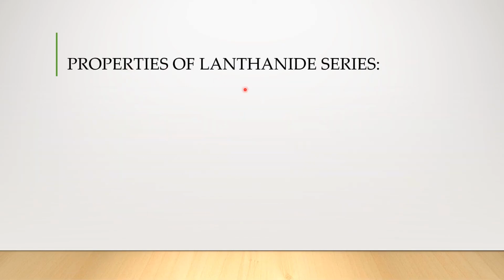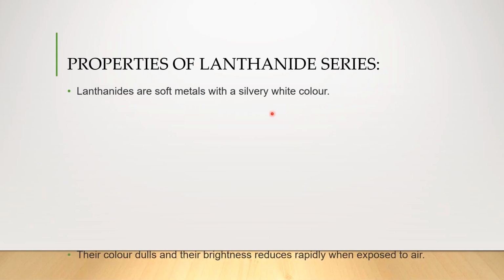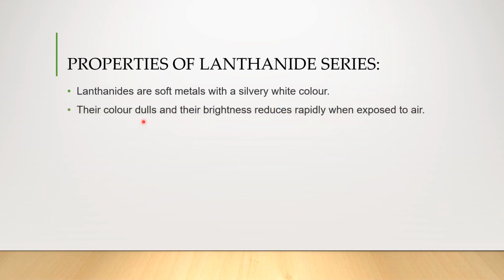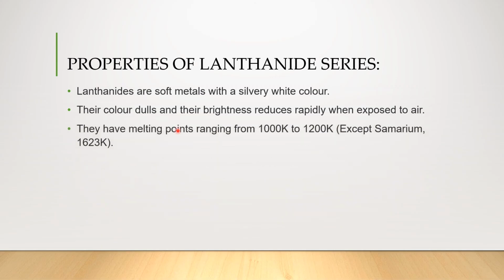And then the properties of the lanthanide series. Lanthanides are soft metals with a silvery white color, and their color dulls and their brightness reduces rapidly when exposed to air. If we expose them to air, the color will become dull. And then they have a melting point ranging from 1000 Kelvin to 1200 Kelvin, except samarium. It has 1623 Kelvin.